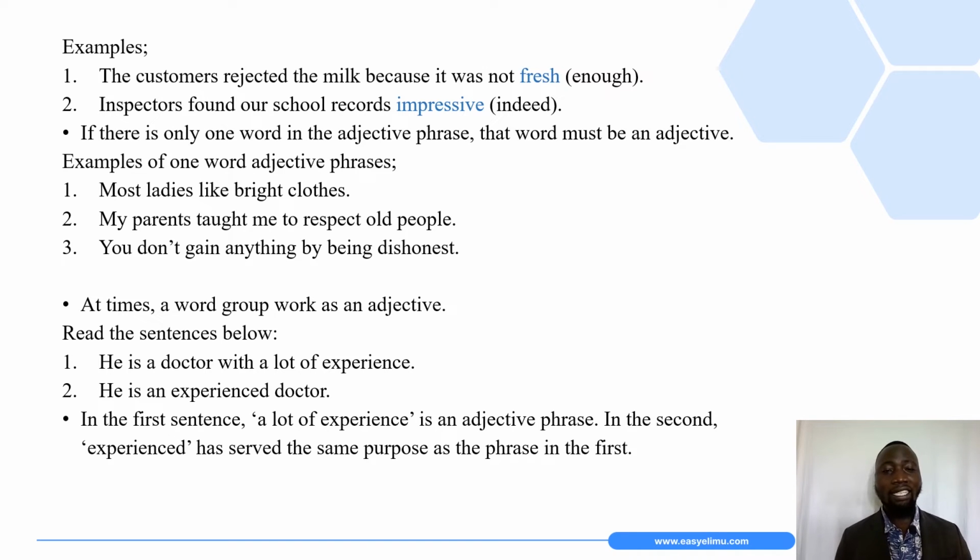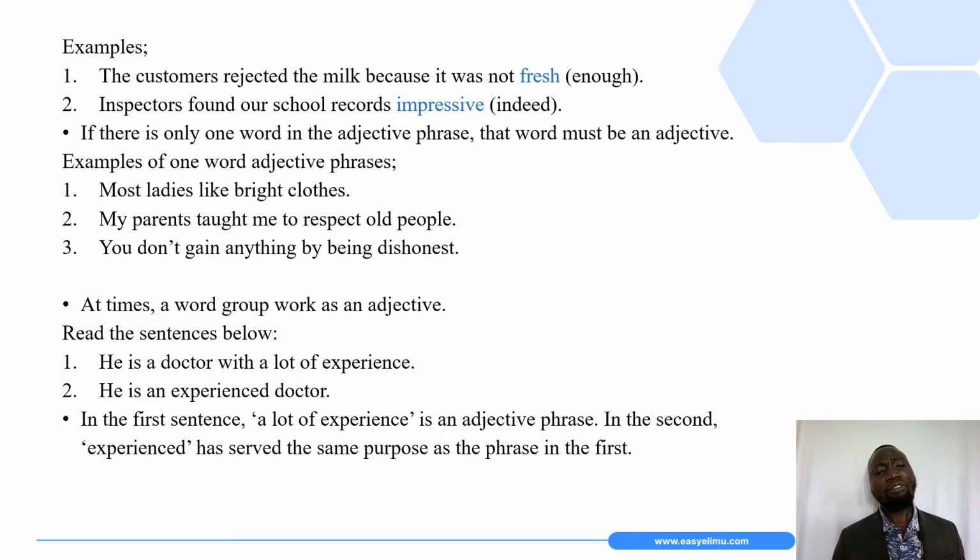So in the two examples, the words that are highlighted using the blue color are the adjectives, and the words that are bracketed, enough and indeed, are adverbs of degree. As you can see in the two sentences, they are appearing at the end of the sentences. That is the two adverbs, enough and indeed.